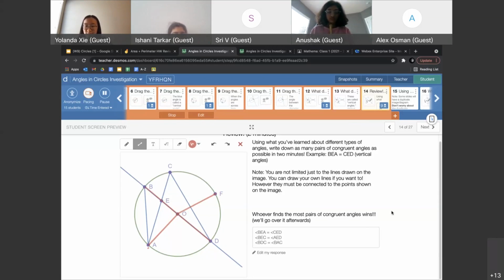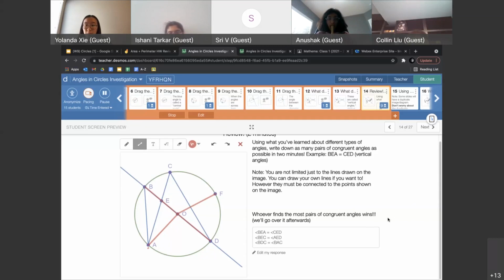All right, does anyone have other angles they'd like to share? I put all mine in the chat. I'm not sure if it's completely right. All right, so we can just take a random one. Let's see.